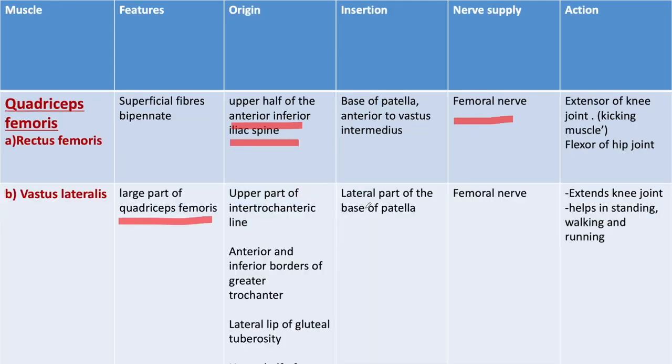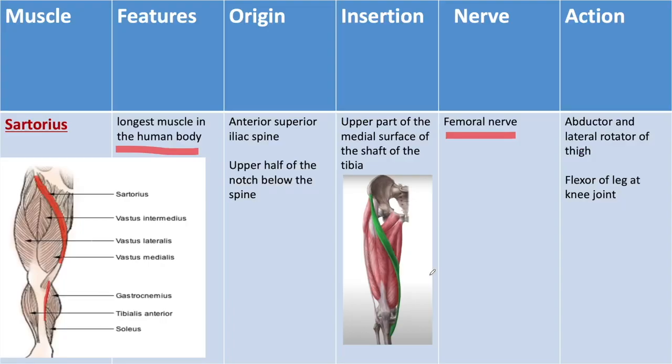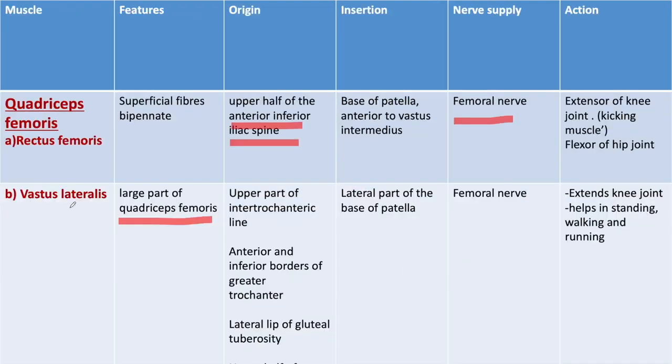It is inserted into the lateral part of the base of the patella. This is the base, this is the medial border, and this is the lateral border. Rectus femoris is inserted into the base of the patella. Vastus lateralis is inserted into the lateral part of the base of the patella. This is supplied by the femoral nerve. Main action: extends the knee joint and helps in standing, walking and running.